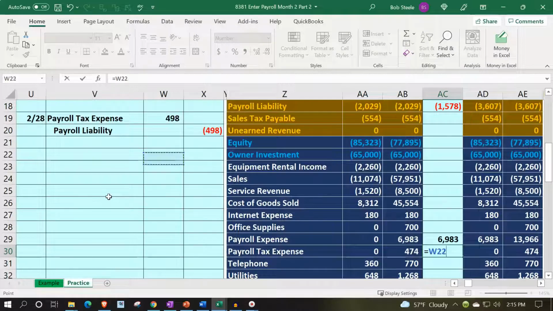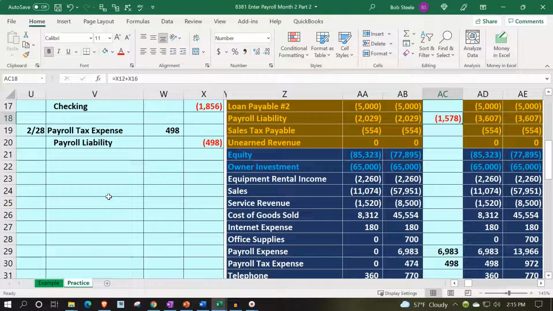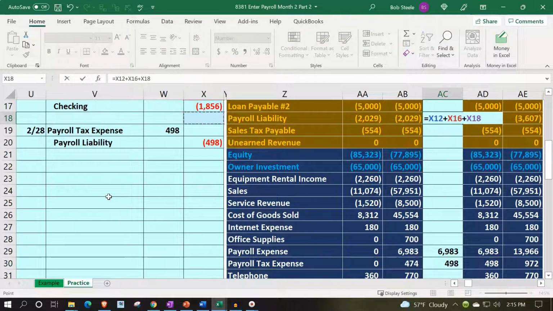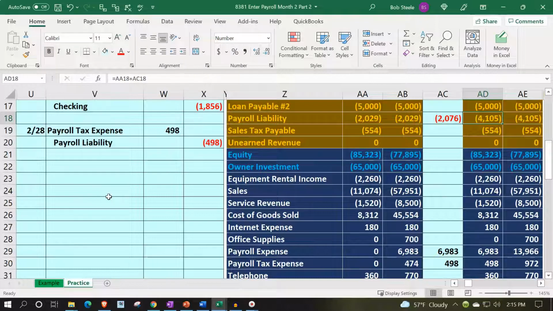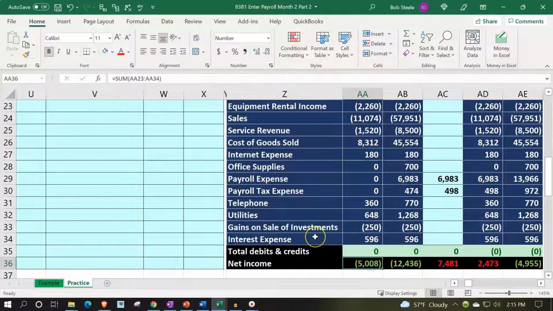This is the payroll tax expense. And the payroll liability going up again. Payroll liability AC18 F2 plus F2, picking up that 498, bringing the balance up to the 4105, back in balance on down below. Impact on the net income. We started at net income for the month of February, 5009.